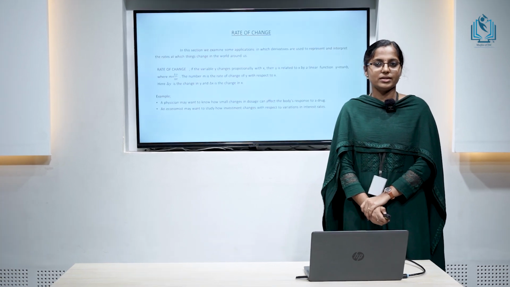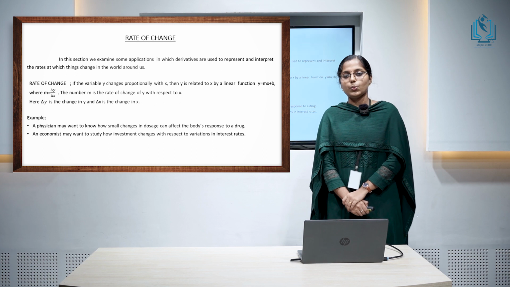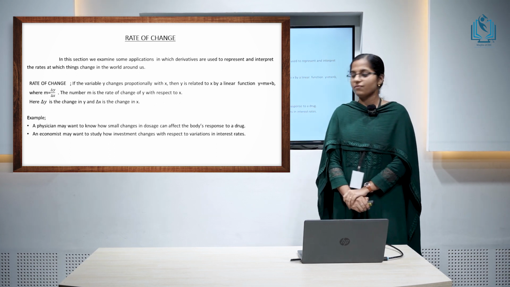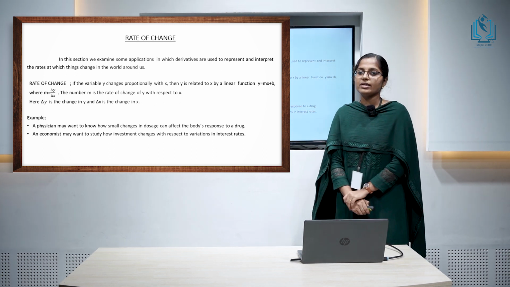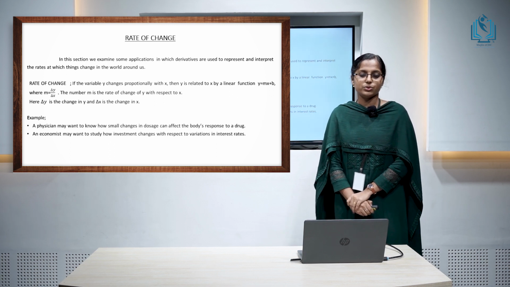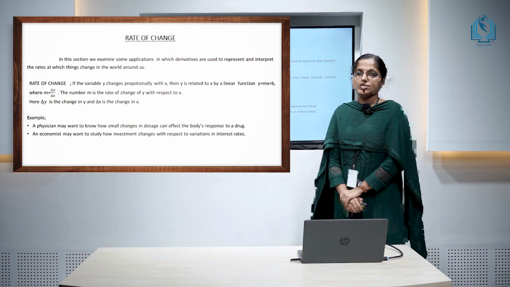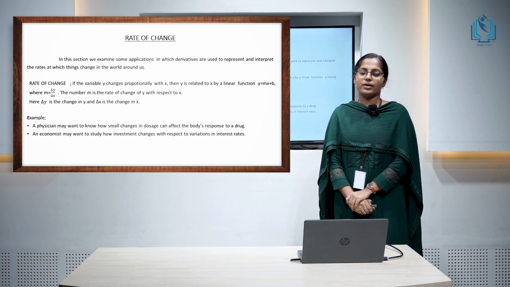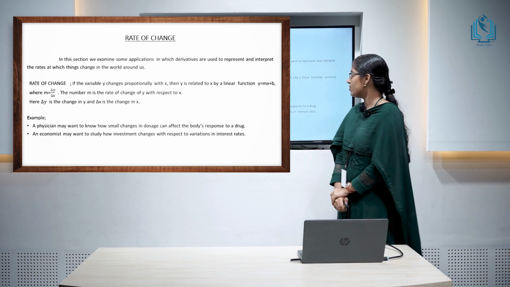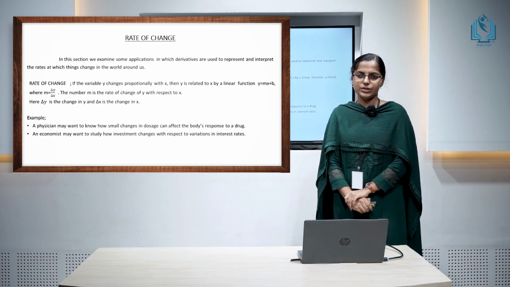Now, what is rate of change? Rate of change is defined as follows: if the variable y changes proportionally with respect to x, then y is related to x by a linear equation y equals mx plus c, where m is delta y by delta x. Here m is called the rate of change of y with respect to x.